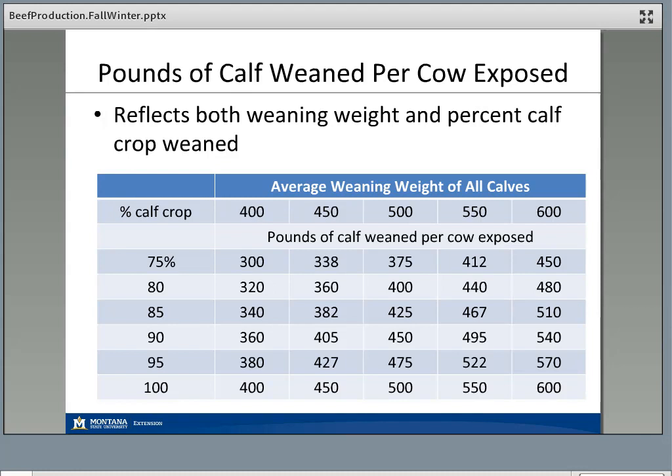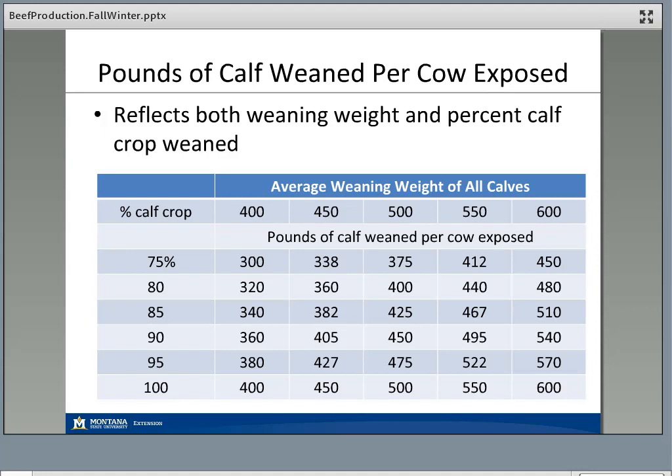So how can we manage percent calf crop? If we want to calculate it, we ask how many calves did we wean, and we divide that by how many cows we bred the previous year. Multiply that by 100 and that gives us percent net calf crop.